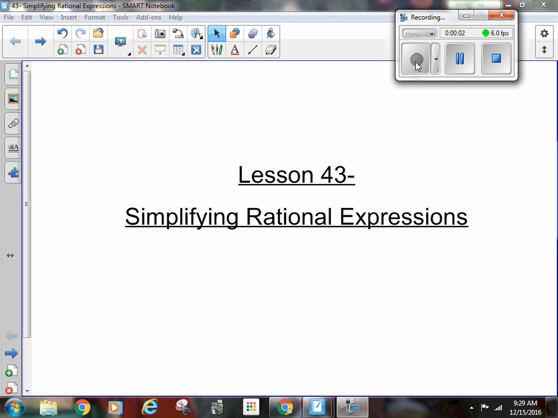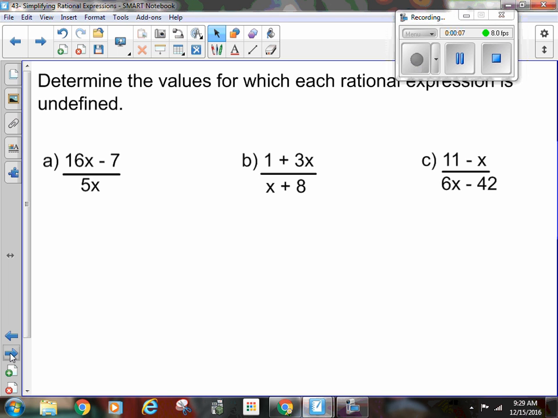Okay, ladies and gentlemen, lesson 43 is on simplifying rational expressions. So first we are going to take a look at some rational expressions, and we need to determine which values for the rational expressions are undefined. Now remember, undefined deals with 0 in our denominator.